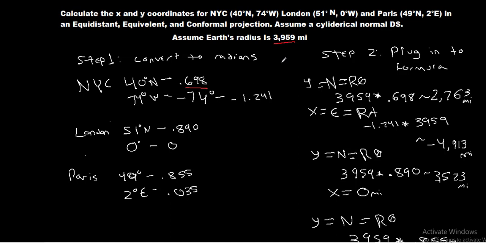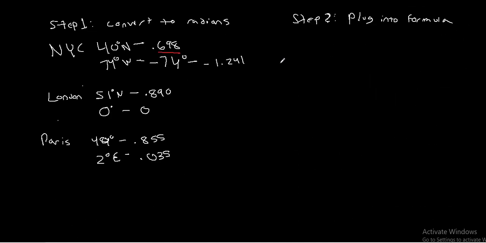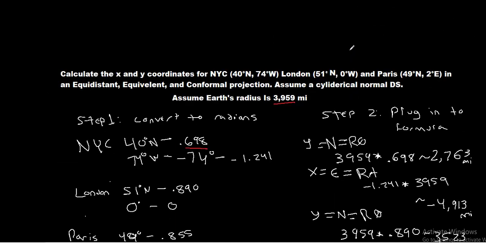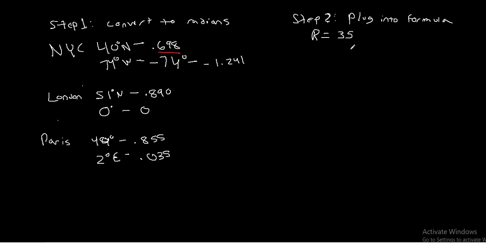3,959. So I'm going to scroll down here to where I've already copied over our step 1. I'm just going to make a reference for myself here that R is going to be equal to 3,959 miles. Just to confirm here, see, this is why you have to confirm things. And then we need to figure out what formulas we are talking about.